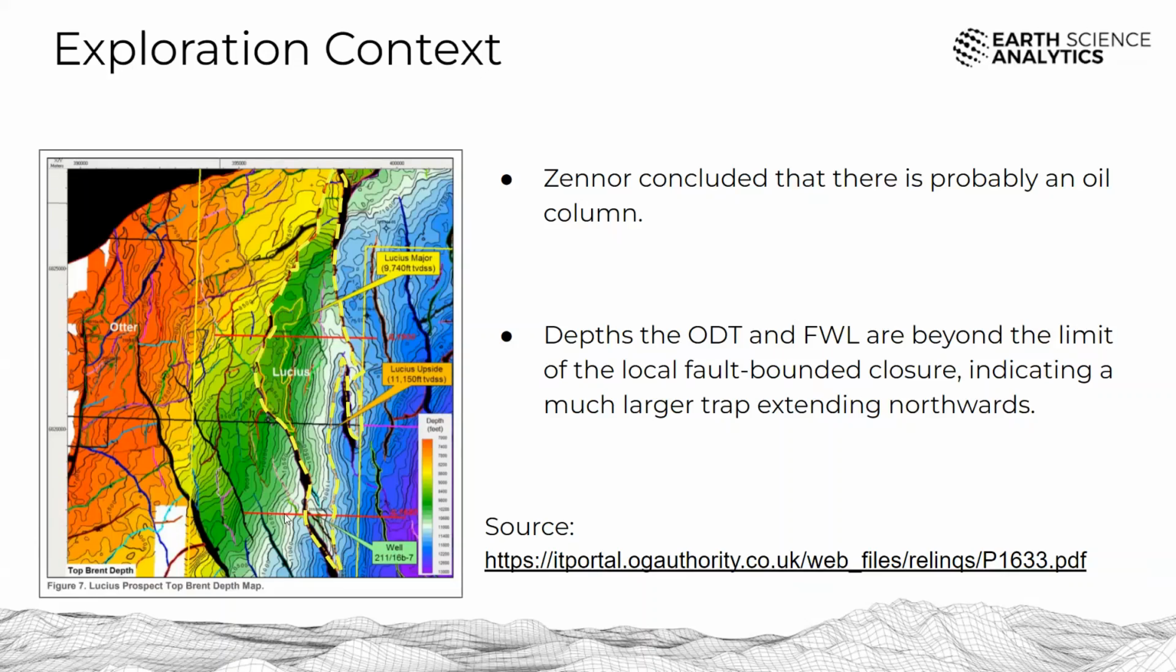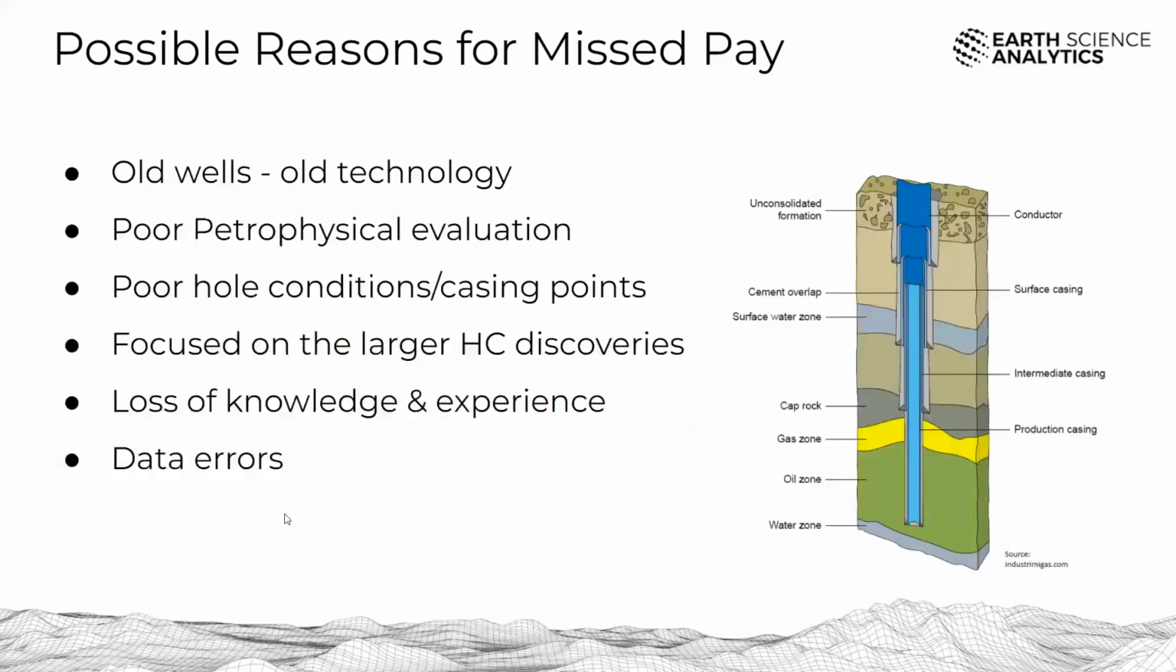So this term missed pay, of course, is relatively ambiguous. Possible reasons for missed pay. This is not an exhaustive list at all, but just a few points I've put down. I guess you could come up with a few points yourself. Start off with old wells and old technology. There may be an old gamma ray, an old density or DT log. We can then predict density or DT using machine learning, and then we can use that in the predictions.